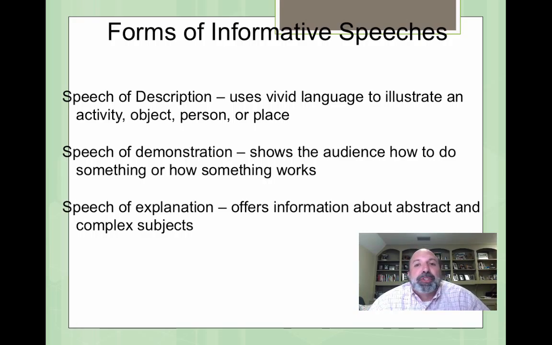The first one is a speech of description. I call this the noun speech. This is a speech about a person, place, or thing. So if you were going to give a speech about Gandhi, or someone along those lines, then this is the kind of speech you would give. It's something vivid. It has a lot of information about the person. It explains who they are and what they've done.